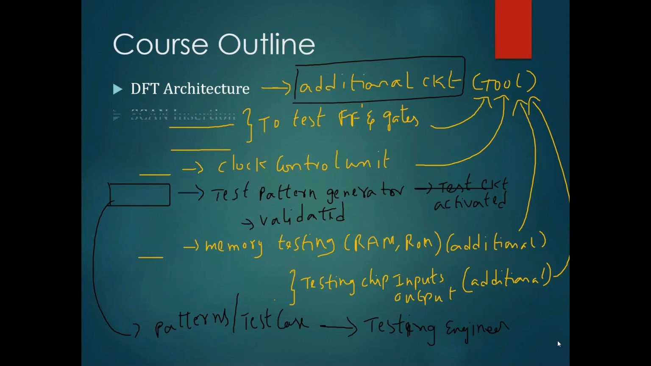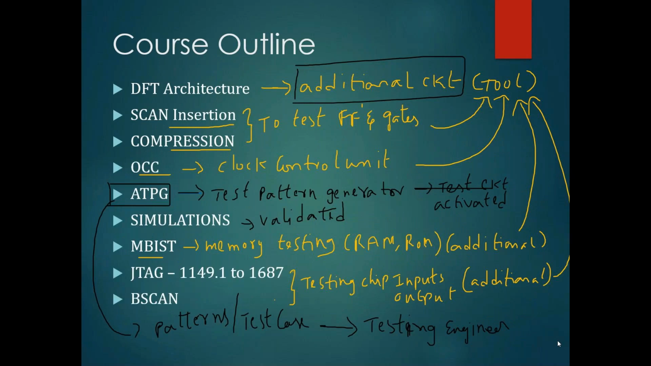Course outline, let me revise then since it is missed. What I'm trying to tell here, I have some components which are divided into different things. The scan insertion and comparison insertion are used to test for the logic. An additional logic is required which is used for testing the flip-flops and gates, and it will be added by the tool. That's why I have put an arrow mark there to make you understand it is inserted by the tool.